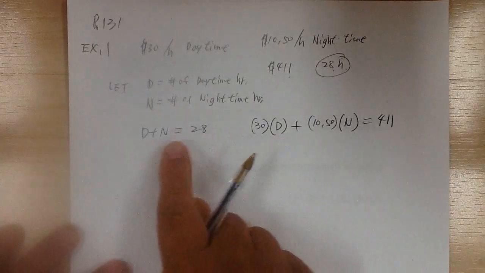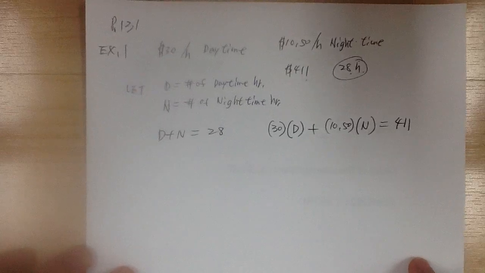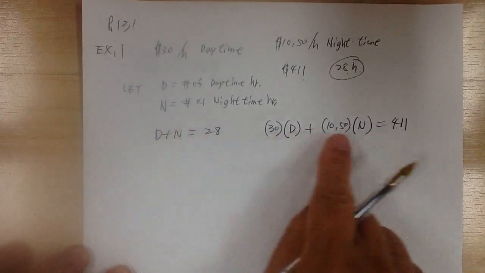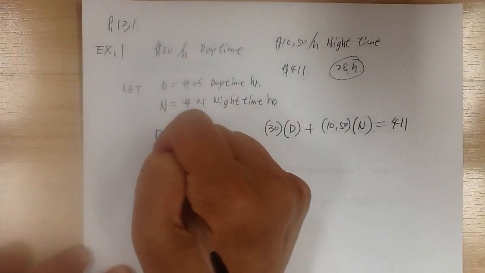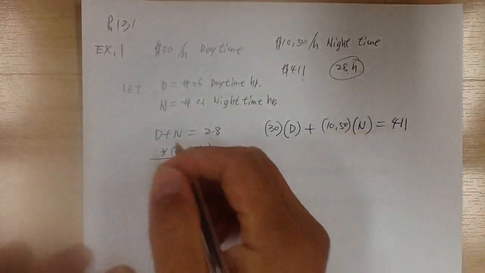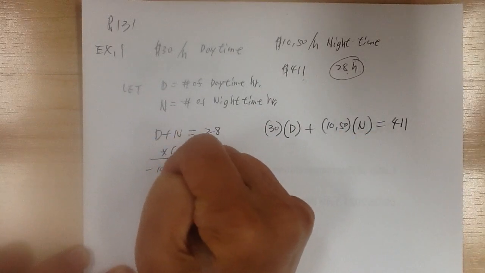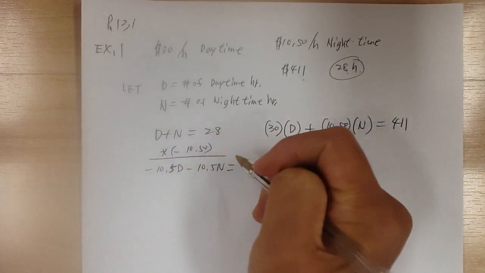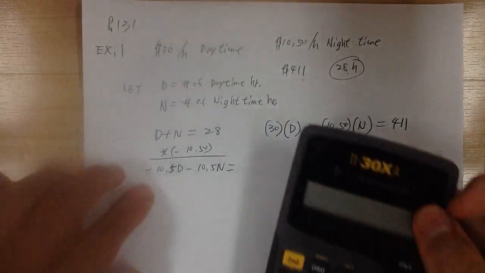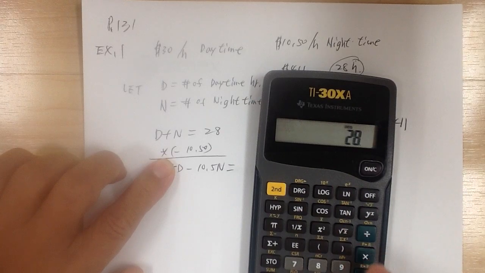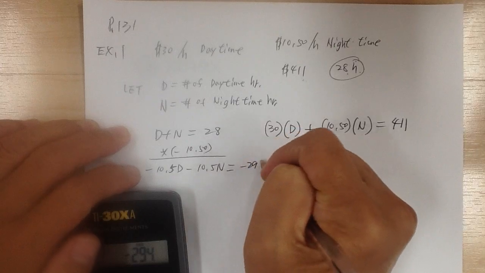These two equations look similar, so you want to use the elimination method, and it's better to eliminate the lower number. So I'm going to multiply by negative 10.5, so that N would be opposite. I end up with negative 10.5 D minus 10.5 N equal to, and then you can use your calculator to multiply out. 28 times negative 10.5 equals negative 294.